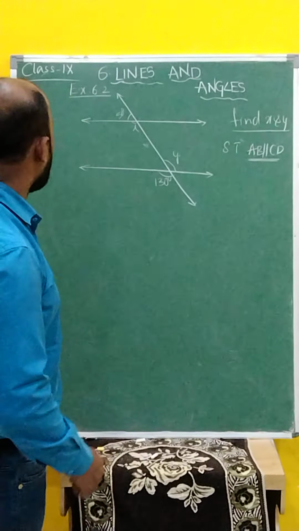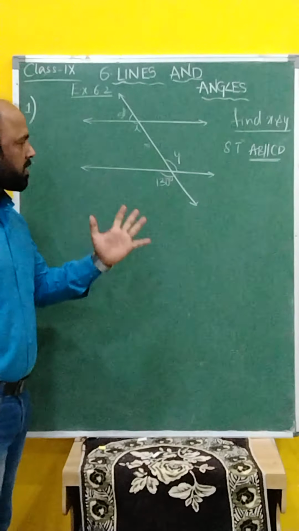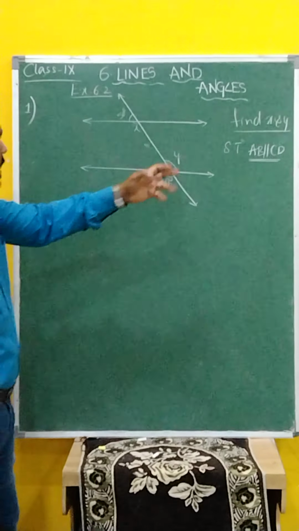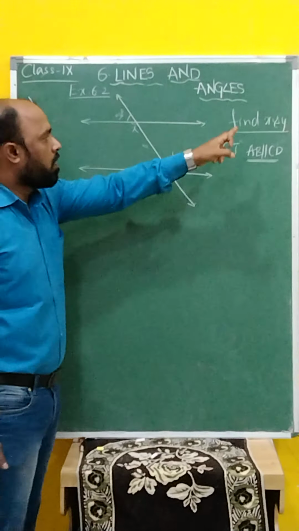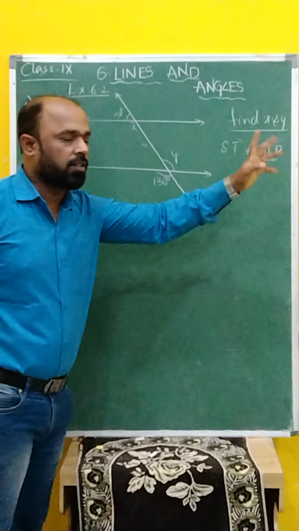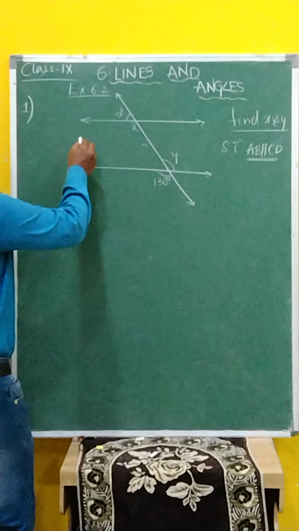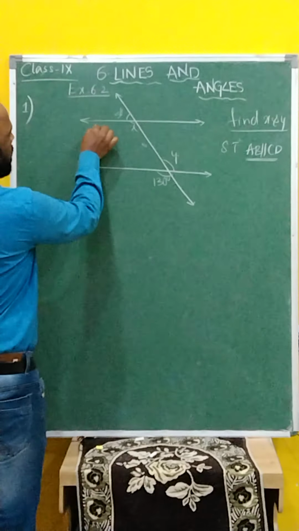Hello students, now we'll go for the exercise 6.2 first problem. I'll read the question, first listen, then we'll go for finding whatever is given. Find x and y, show that AB parallel to CD. We have to prove these two are parallel.